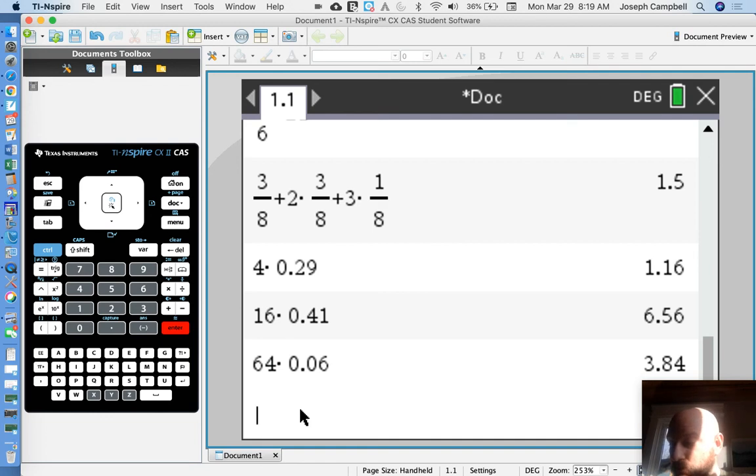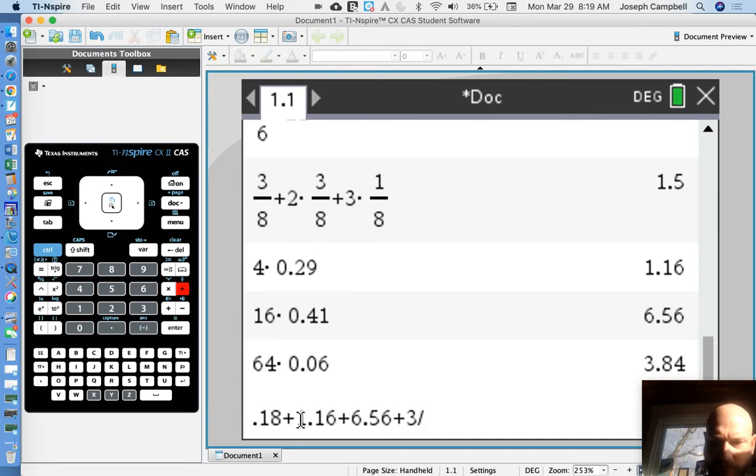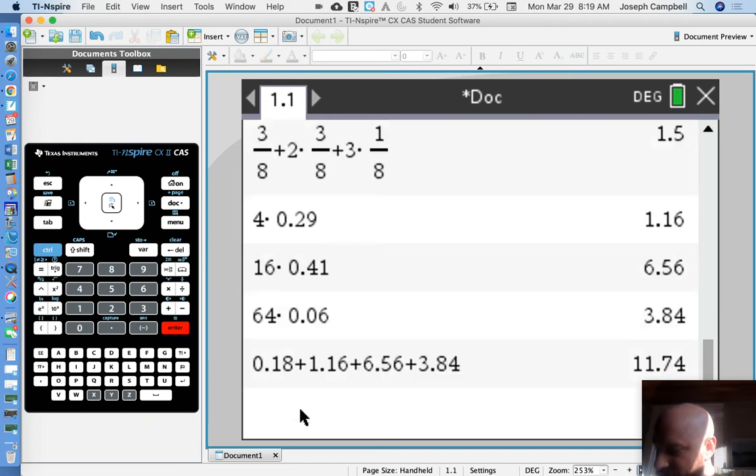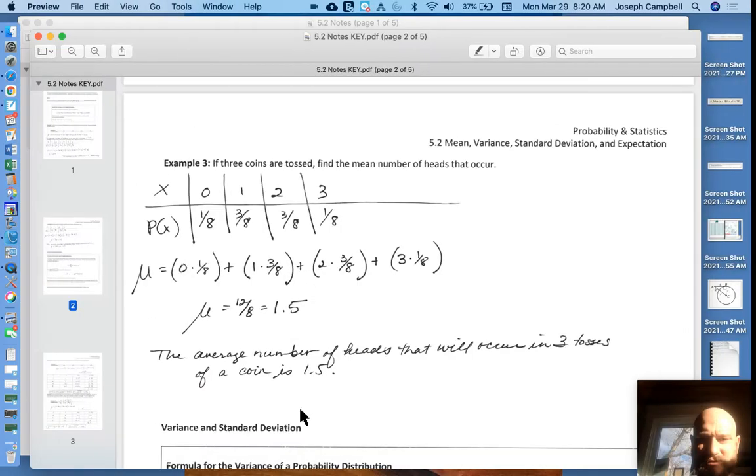Now we're going to sum that. Okay, take all those and add them. So 0.18 plus 1.16 plus 6.56 plus 3.84. 11.74. All right, we've got to actually find the mean.